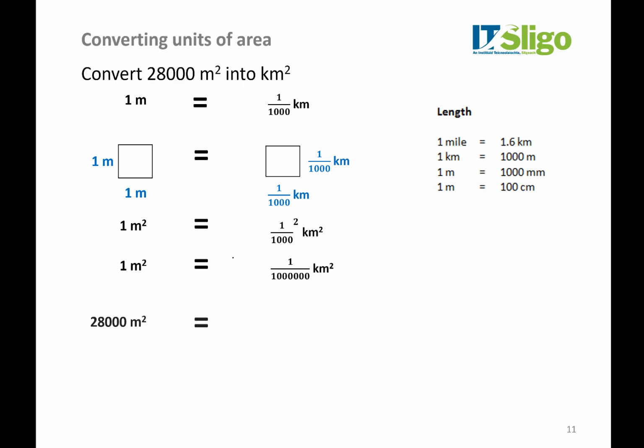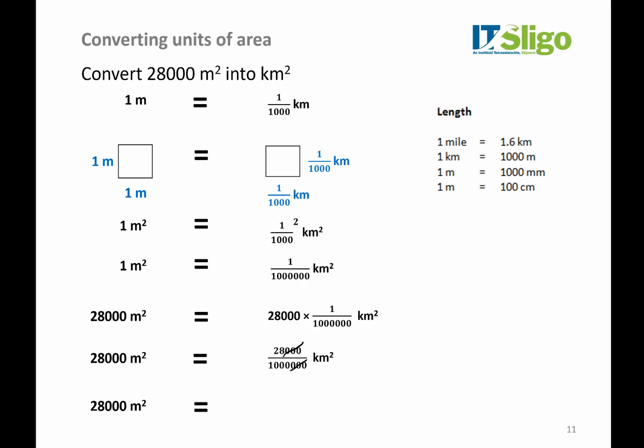Now we multiply both sides by 28,000. If you want, guys, write that number as a fraction, top by top, bottom by bottom. And then cancel. We get 28 over 1,000. Cancel 3 zeros. So our answer then is 0.028 kilometers squared.